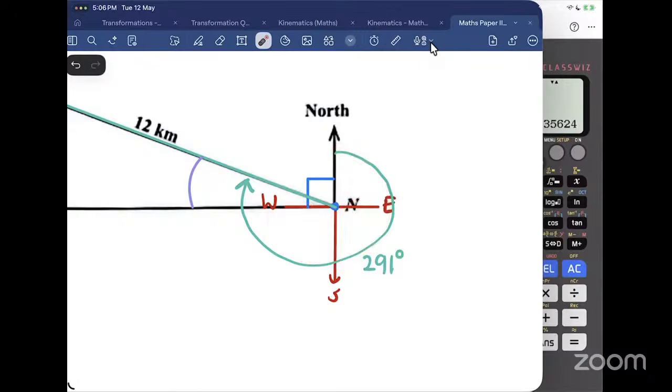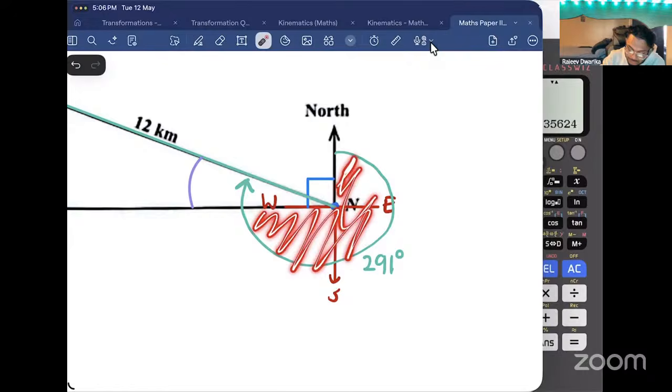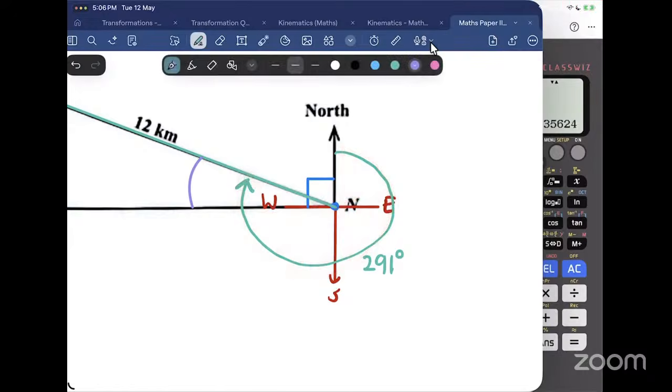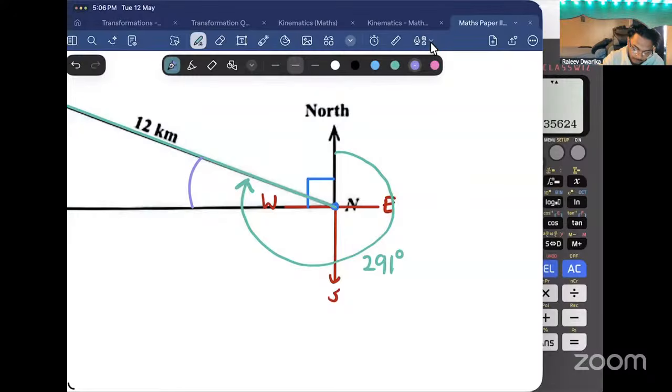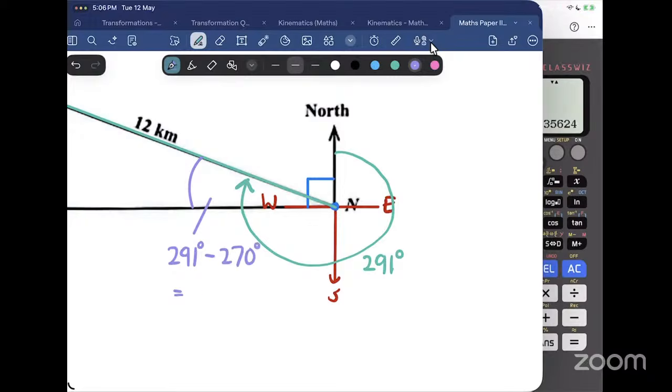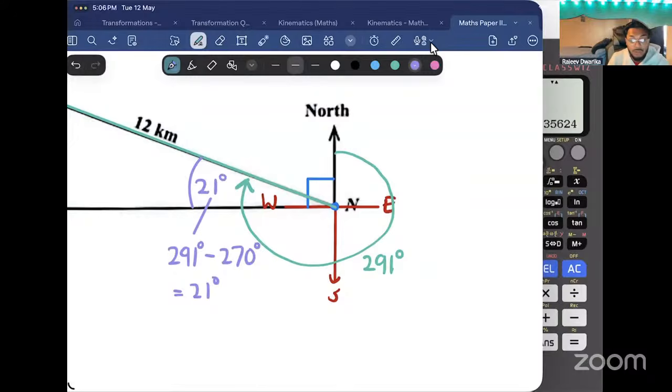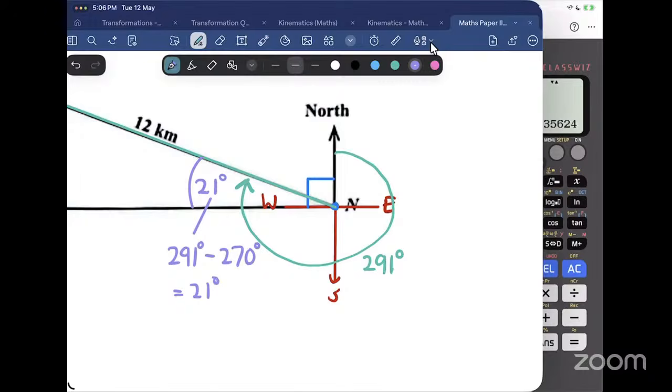So if you know this over here is 270 and the full thing is 291, what do you have to do? Subtract. And what would you get? 21 degrees. Yes, sir. Did you guys figure that out?